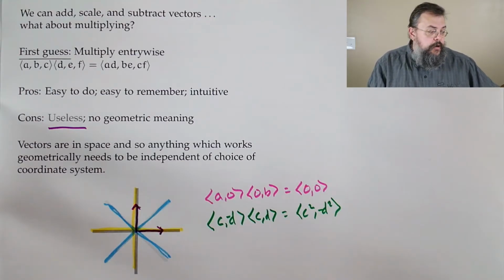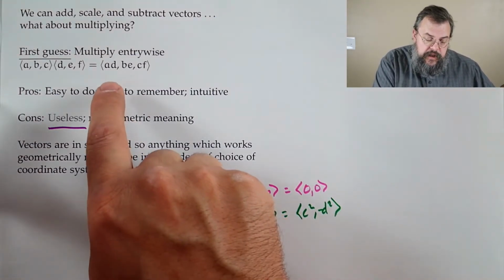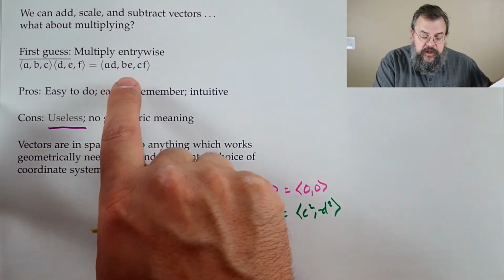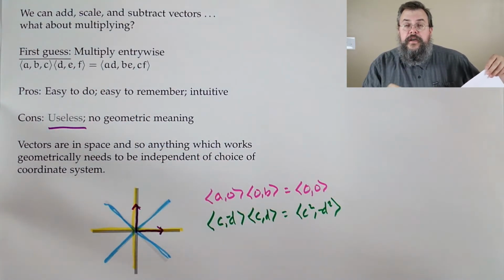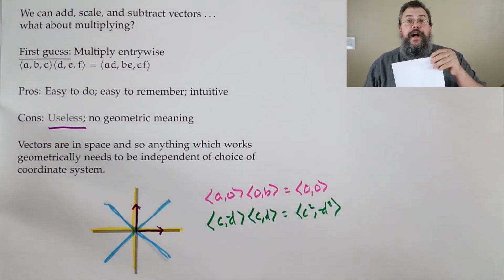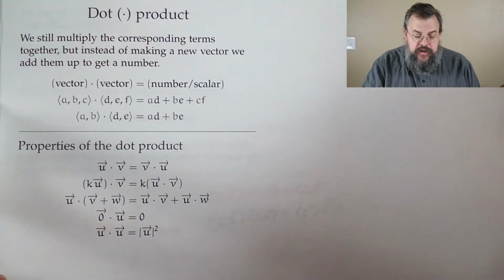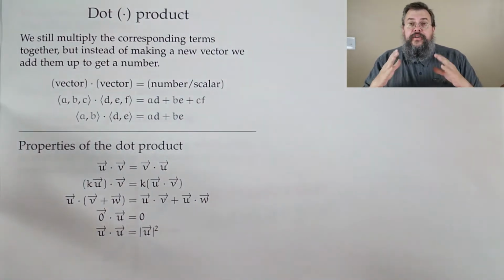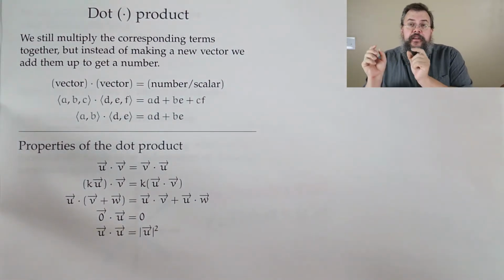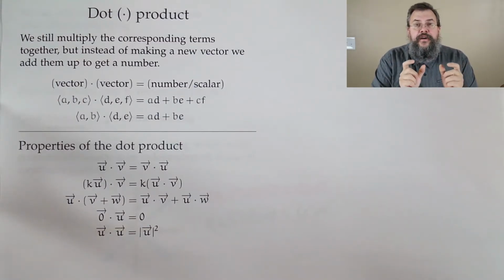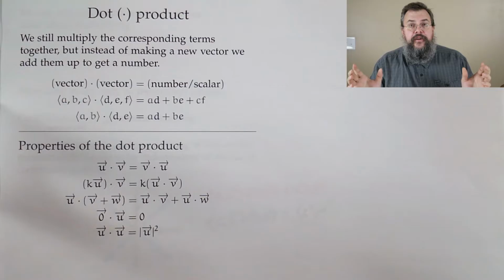And here, what we'll do is we'll say, let's embrace this, but instead of thinking of these as individual component entries, we'll just think of them as numbers. We'll add them up. And that is the dot product. So you still multiply, right? The first entries get multiplied, the second entries get multiplied, the third entries get multiplied. But now you add the results together.